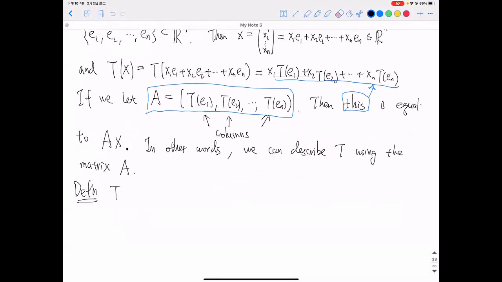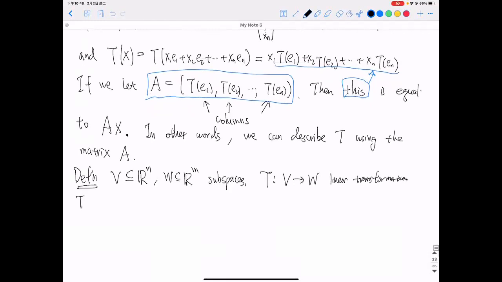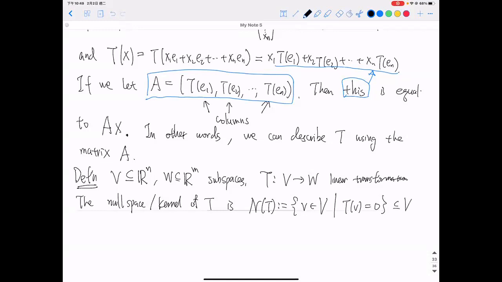So given, again the setup is you have two subspaces, V and W, and you have a linear transformation T from V to W. Okay, and we define the null space or kernel of T, written N of T, which is by definition the collection of vectors V in V so that T of V is the zero vector. This is by definition a subset of V.